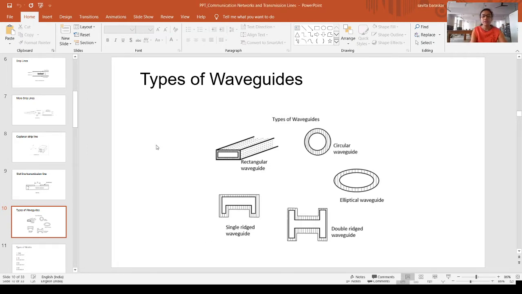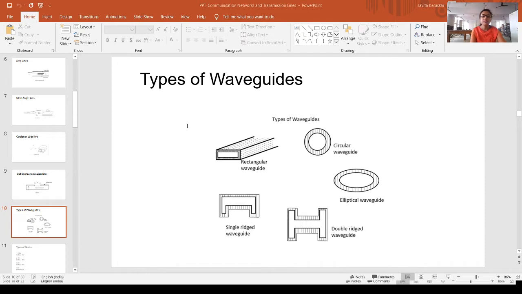So the next type of transmission line is a waveguide. So what is the term waveguide? It means the transmission line which guides the wave. This is called a waveguide, and it is made up of a hollow metallic tube. Inside it there is a dielectric medium.